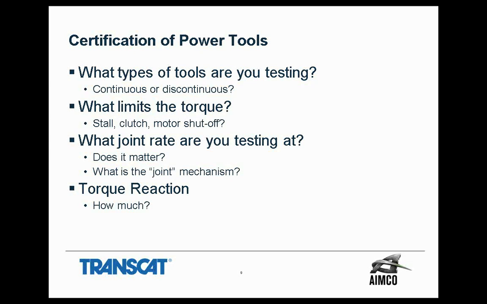As you certify power tools, some of the variables that are commonly noted during the test are the RPM of the tool, the joint rate, your air pressure and volume, and sometimes even the socket or the bit used in the test. All those things are attached, if you will, to the validation or calibration certificate.